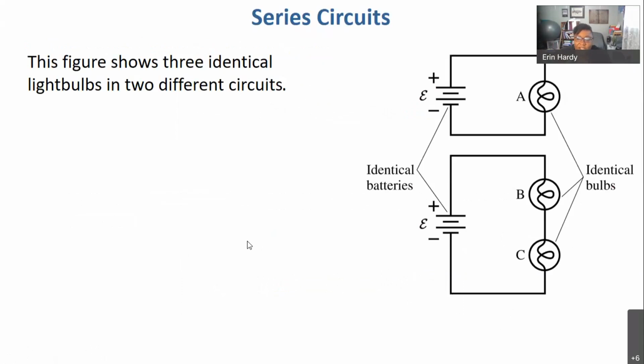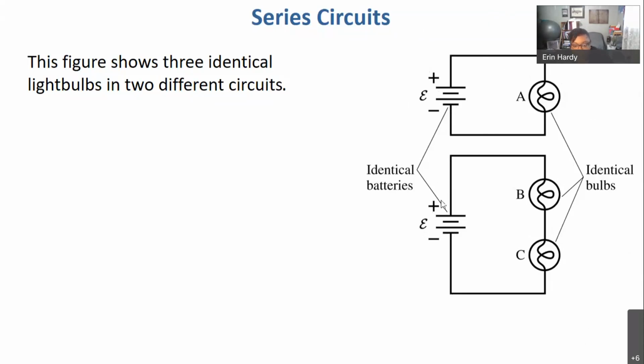Okay, so let's imagine that we are trying to combine light bulbs here so that we can determine an equivalent resistance, kind of similar to the equivalent capacitance that we talked about in our second unit. So let's imagine we've got identical batteries, 3 identical bulbs. One circuit is just one bulb, one battery. The other one is one battery, 2 bulbs.